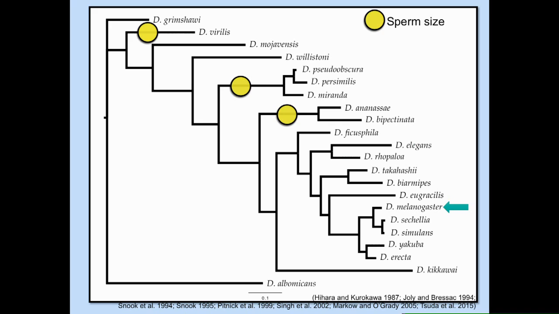So in looking through the literature, we noticed some changes in sperm size. For example, along this branch here, we see longer sperm in Drosophila ananassae and Drosophila bipectinata. And this could be important in correlation with the sex peptide network because we know that sex peptide binds to sperm tails. And so a change in sperm size could be correlated with a change in network proteins.